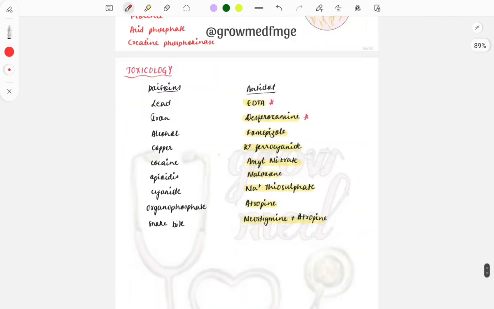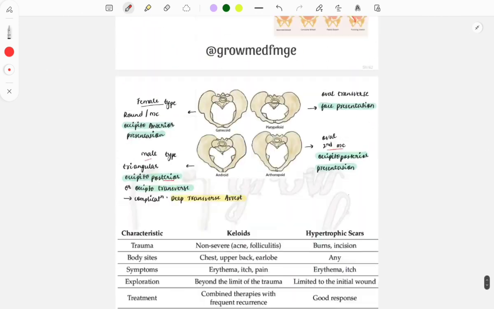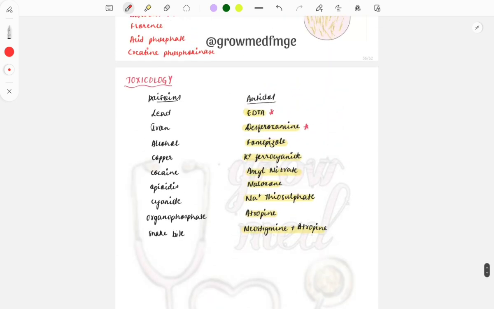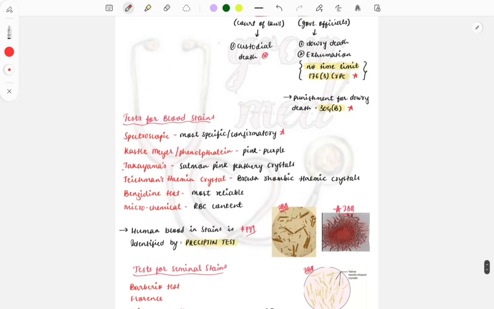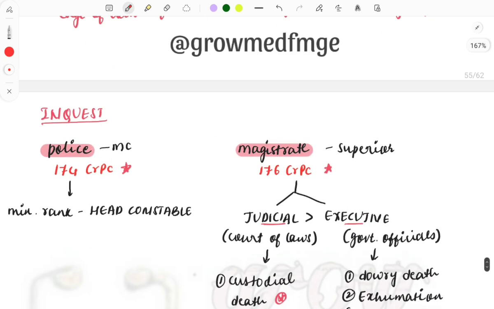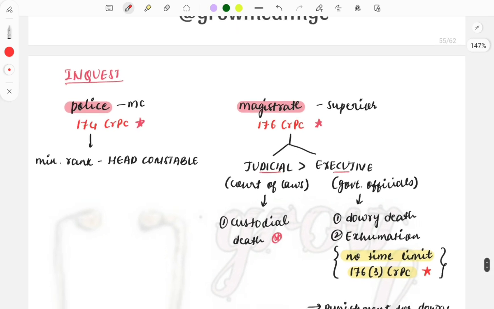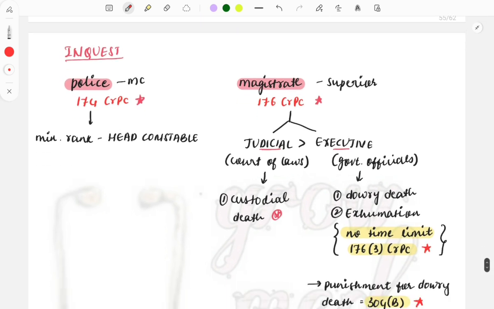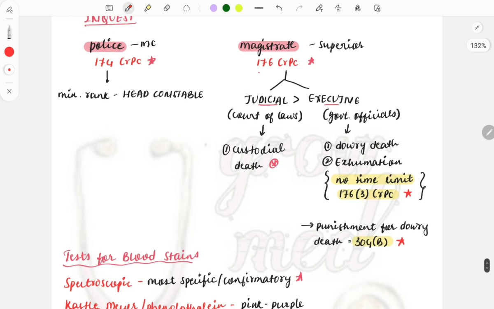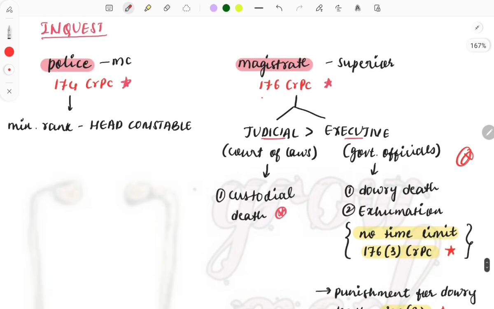Then moving on to the inquest. So two types of inquest we do in India: police and magistrate, and these are the important numbers for them, and these are the other things which you must remember from this inquest.